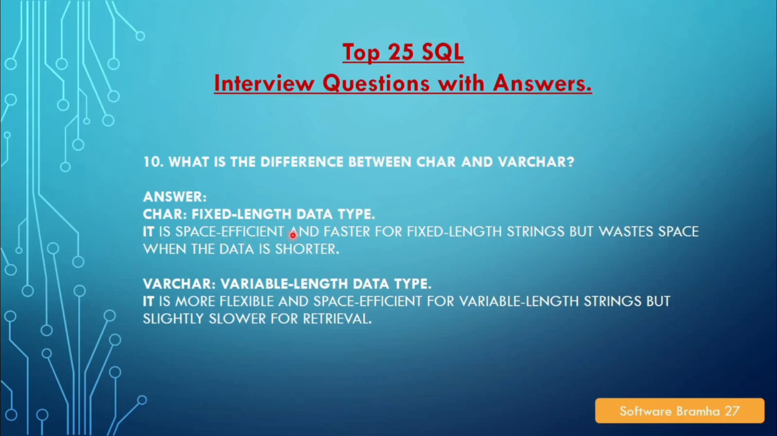It is space efficient and faster for fixed length strings, but wastes space when the data is shorter. Varchar, variable length data type. It is more flexible and space efficient for variable length strings, but slightly slower for retrieval.